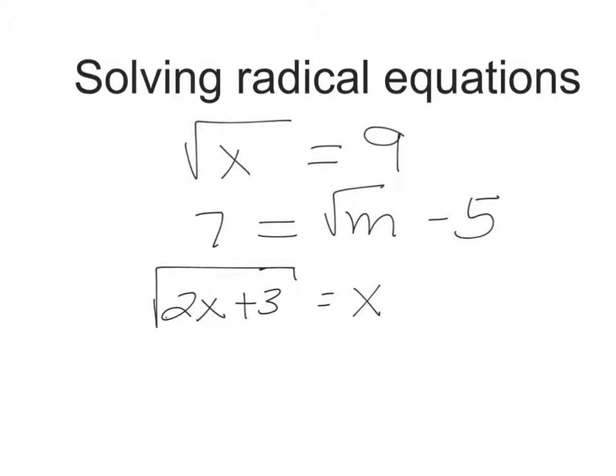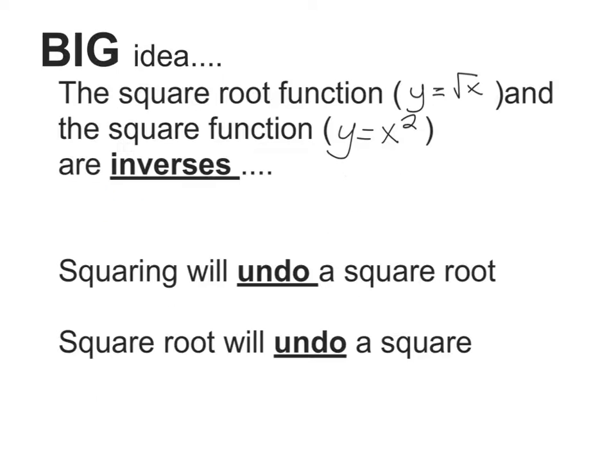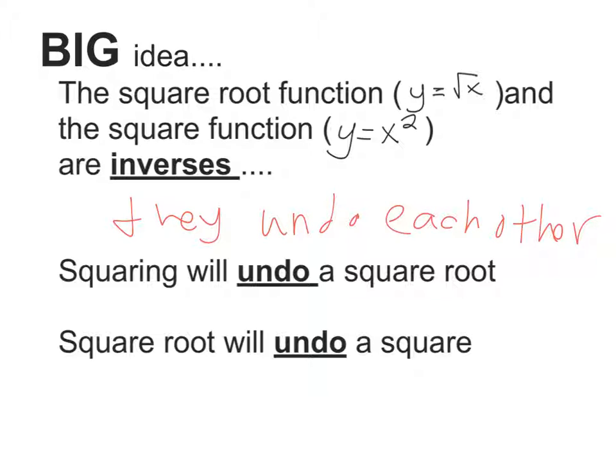Today we're going to be solving radical equations. In other words, solving an equation where the variable is under a square root. The main idea that we need to know as a tool to solve any of these equations is that the square root function and the square function are inverses, meaning they undo each other. So we're going to use this main idea to solve all of our radical equations.